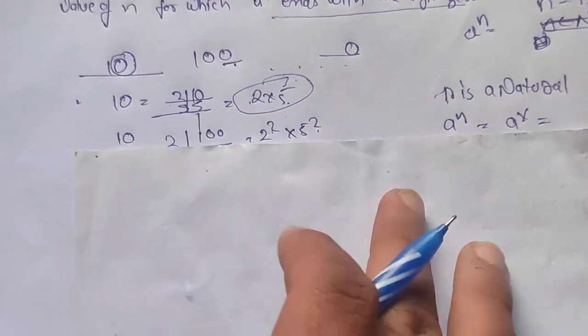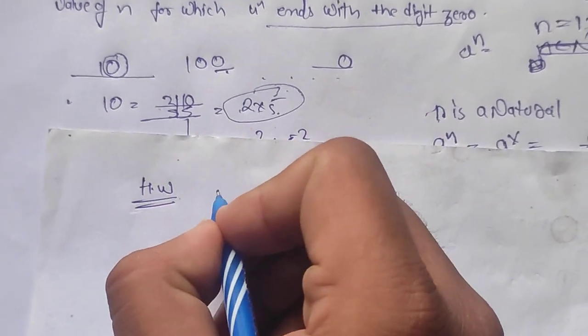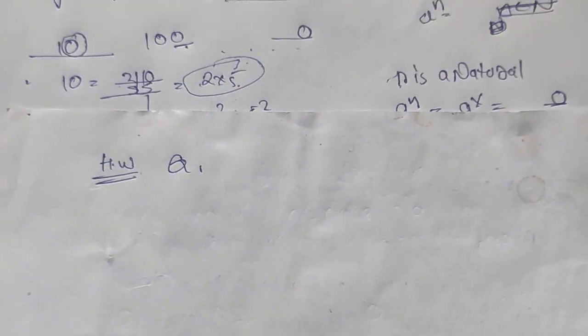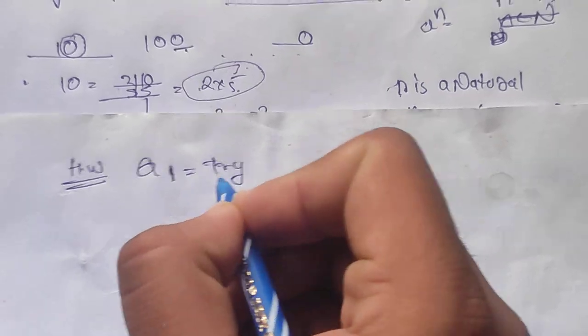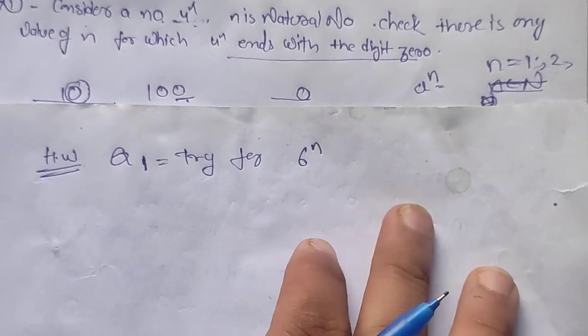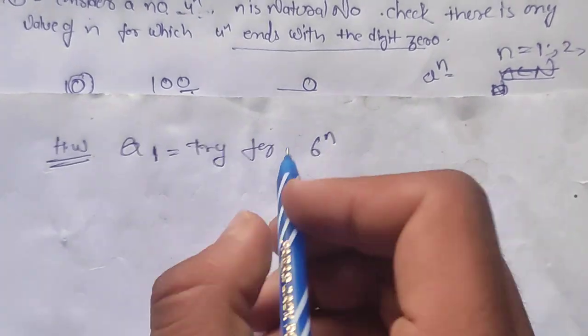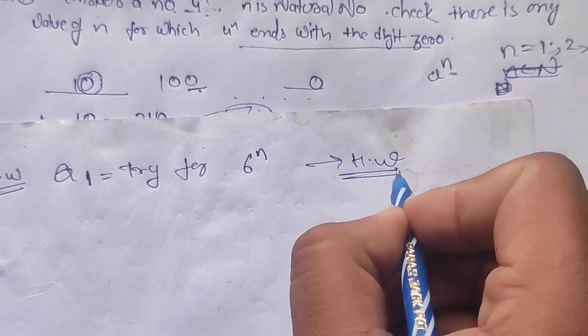Okay, this is our homework part for you. If you understand it, for question number 1, try 6 to the power n. Let's see what happens.